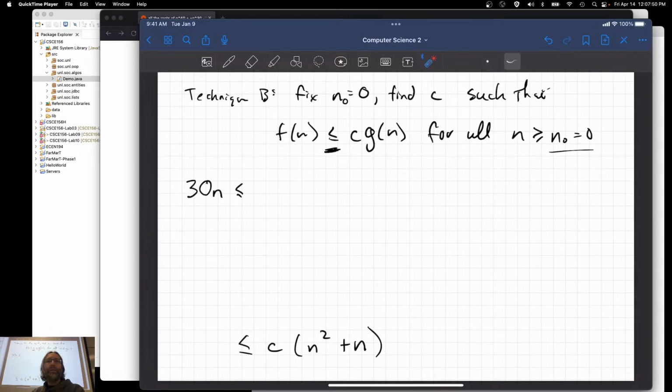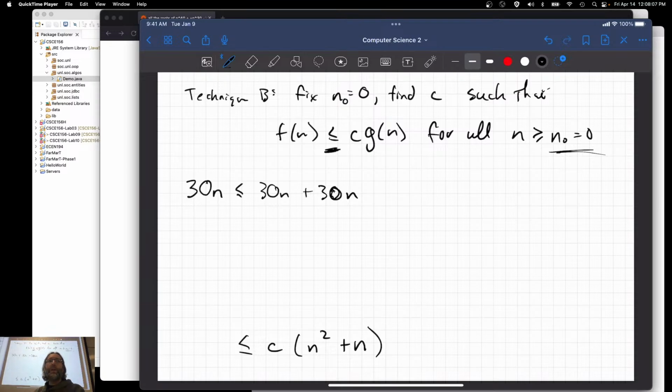Well, twice as big. If I make it twice as big, is it still bigger? So 30n plus 30n. There we go. That's true, right? For all n greater than or equal to 0. Okay.